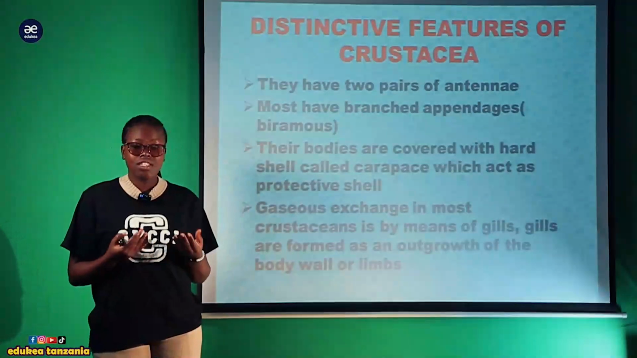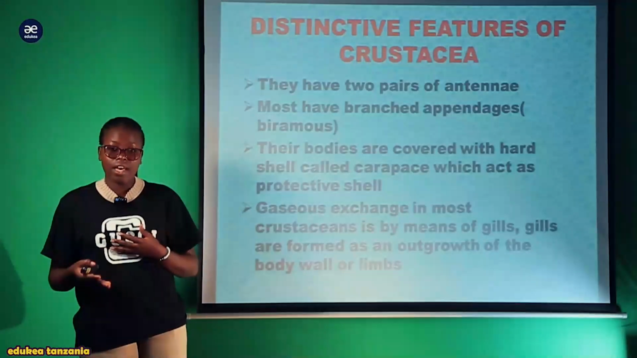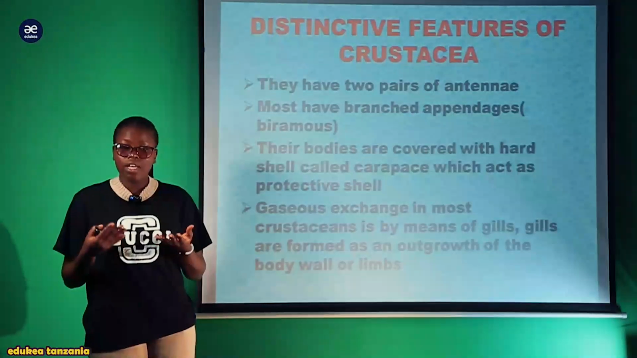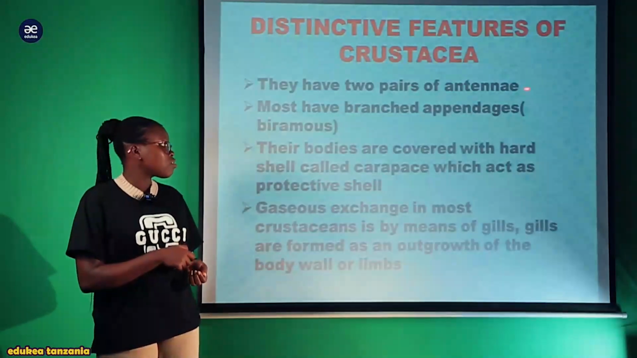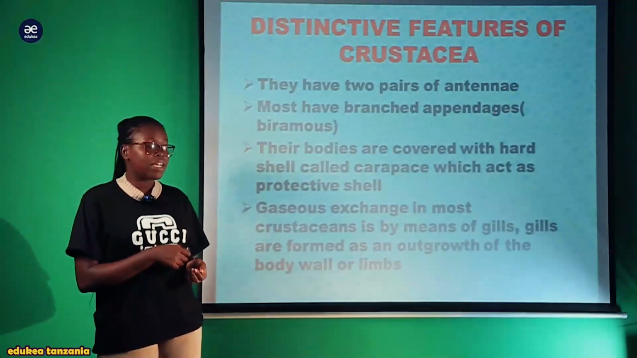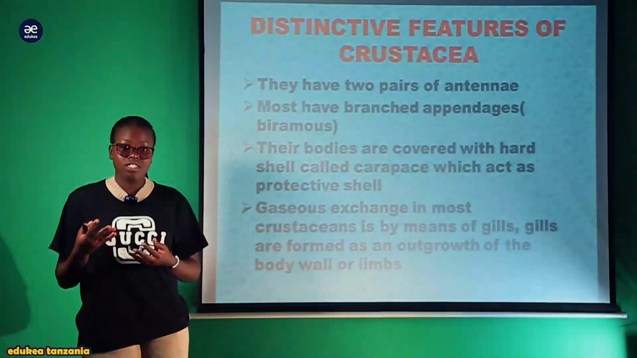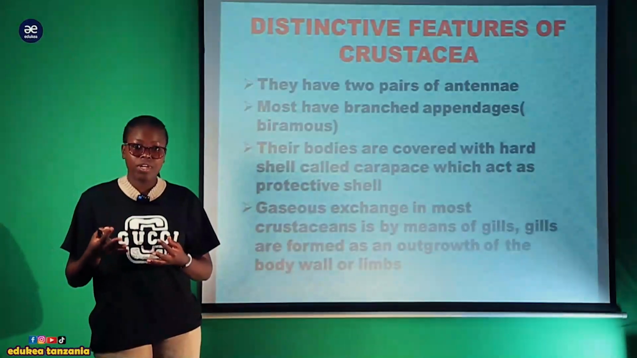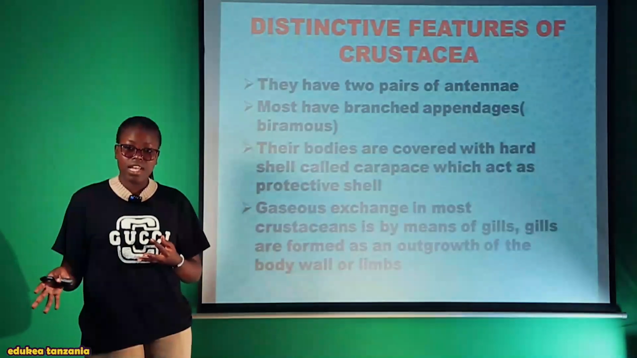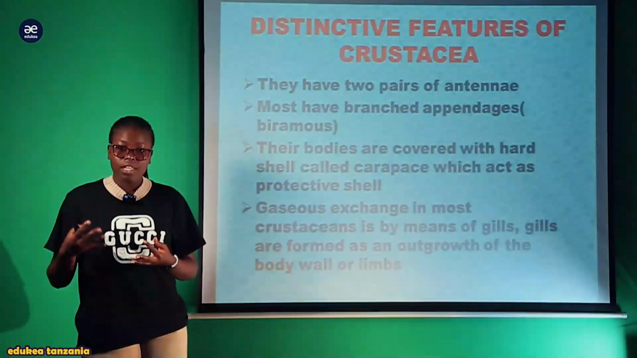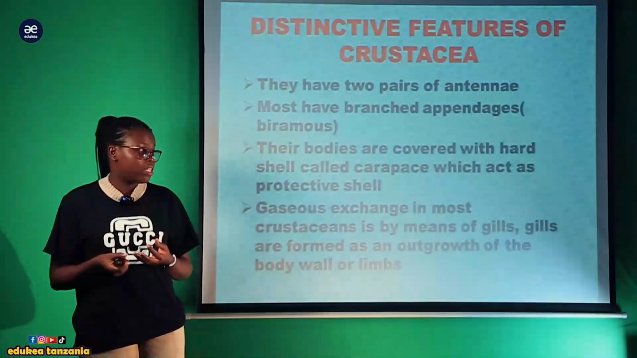Now, what are the distinctive features of the Crustacea? These are the features which distinguish the Crustacea from other members of the phylum Arthropoda. They have two pairs of antennae. We have already seen that the antennae are used for sensation and detection, so for sensitivity. This enables them to locate the prey, and also to know whether there is a predator, so that they can form a defensive mechanism against a particular predator.